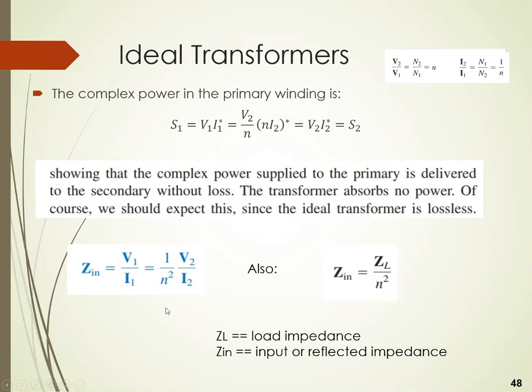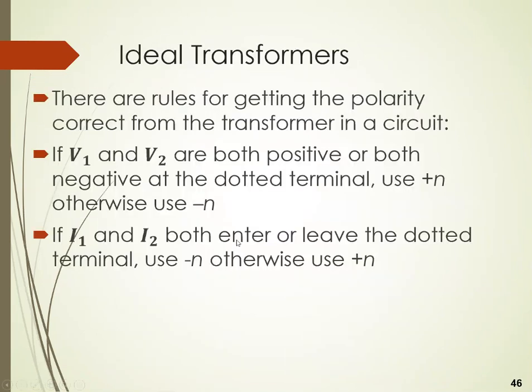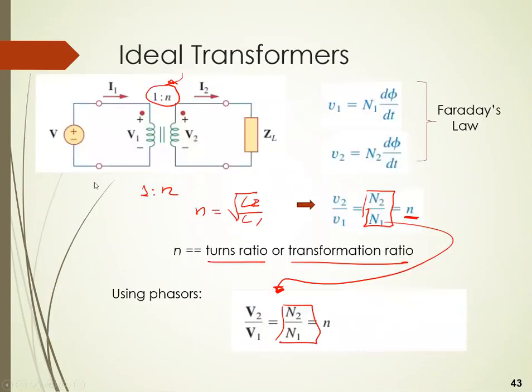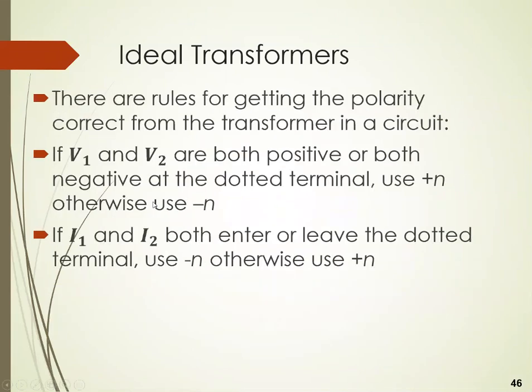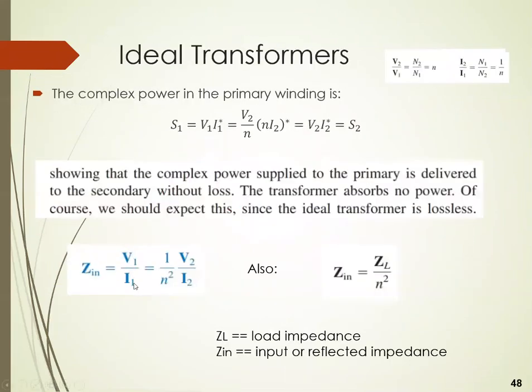And again, if we use the input impedance, looking at our normal circuit for a transformer, if we look at the input impedance for this ideal transformer, it'll be equal to the voltage V1 divided by this current I1. But if we now use the expressions for V1 in terms of V2 and for I1 in terms of I2, you get this expression here.